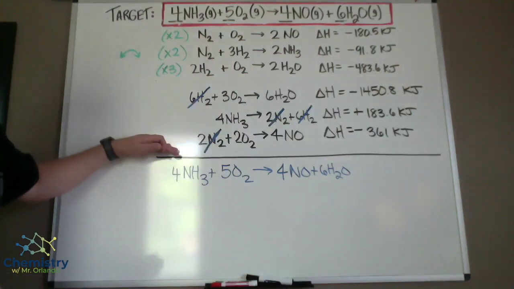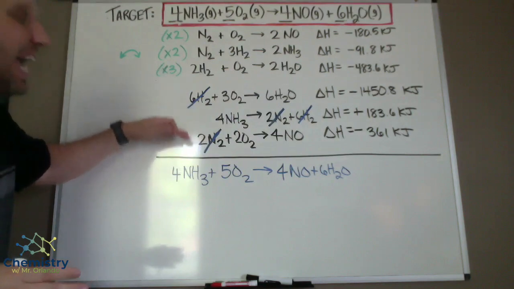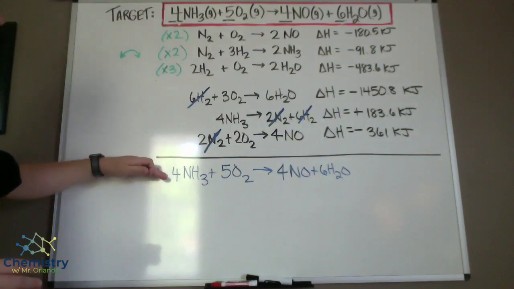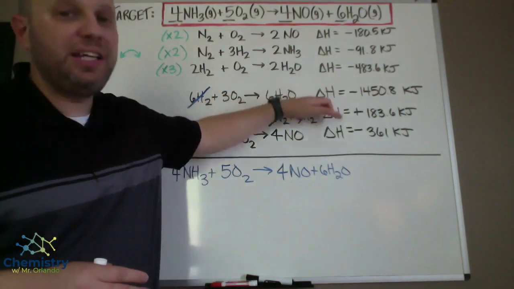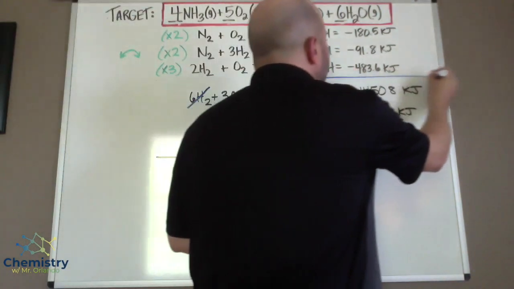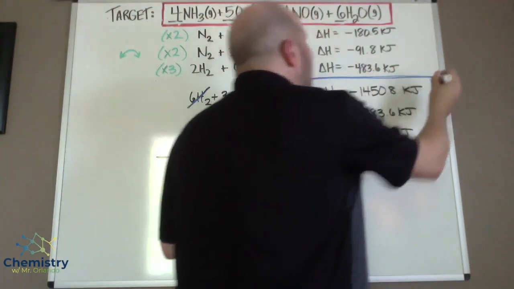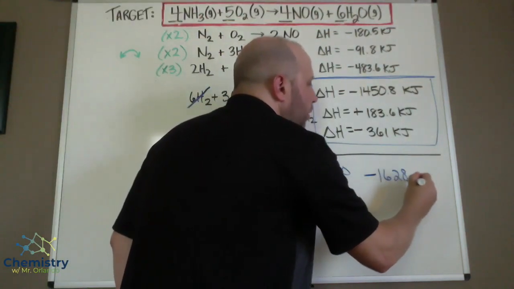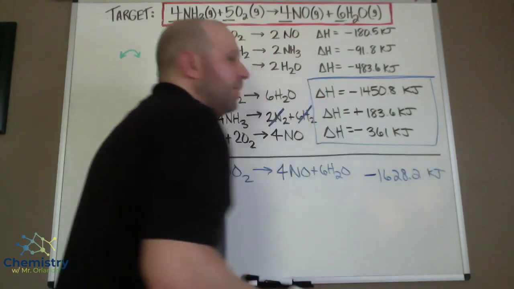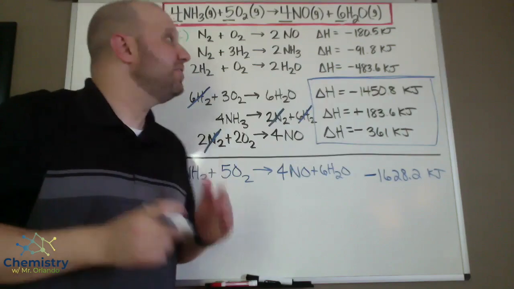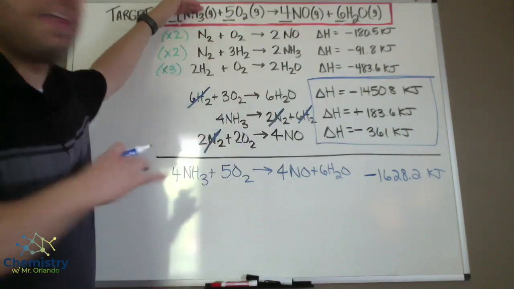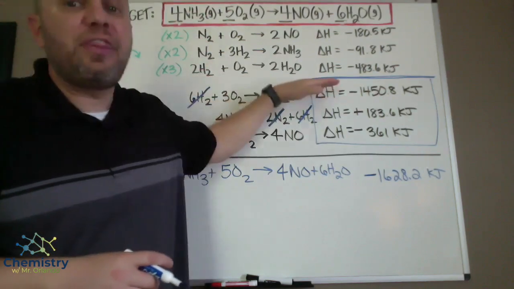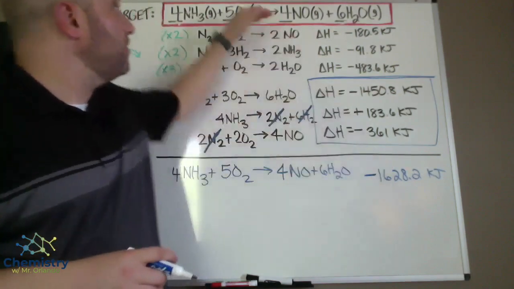So after manipulating all 3 of these equations, if I add up all 3 of them, I get my target equation. So this equation looks exactly like this one. Now I can take my 3 delta H values, these guys right here, add them together, and I get an answer of negative 1628.2 kilojoules. That allowed me to figure out the delta H for this reaction without ever running this reaction. I ran 3 separate reactions down here, figured out their delta H's, and used that to determine the reaction delta H for this one.